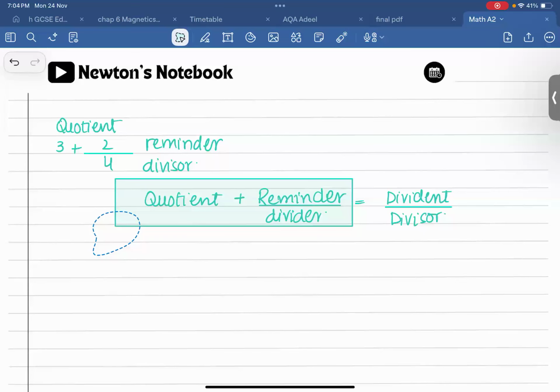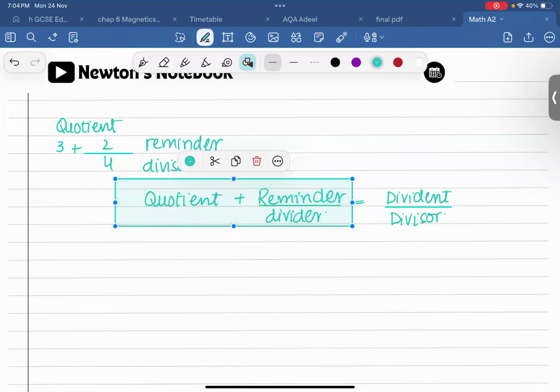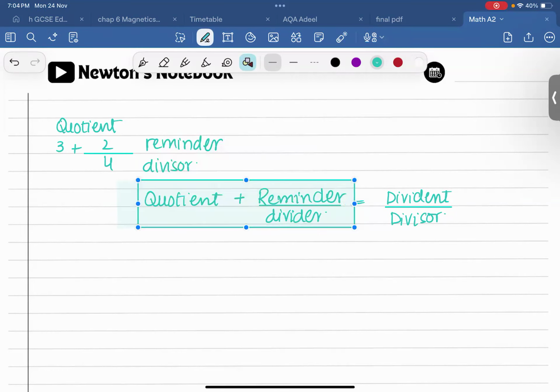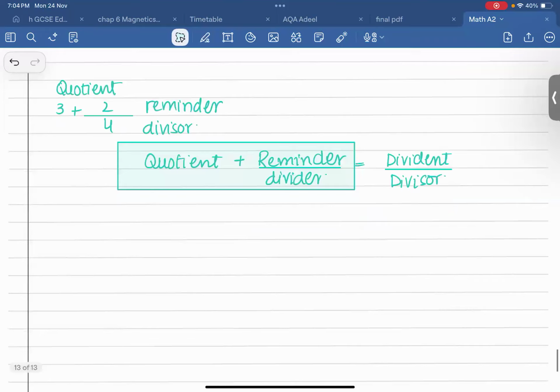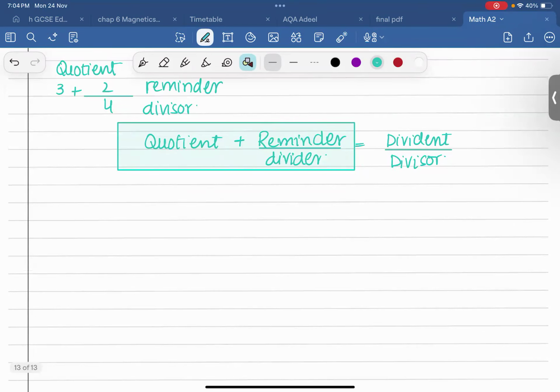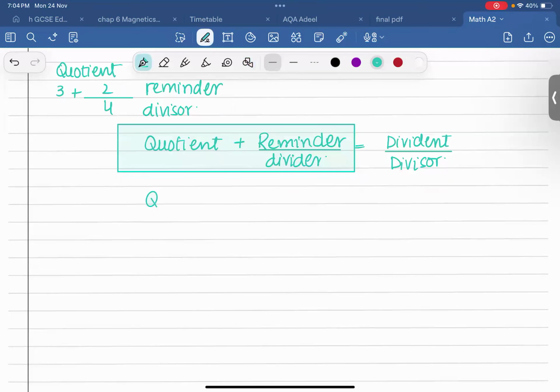By the way, this equation is quite important because it is useful in a couple of scenarios, mainly in differentiation and integration, so please keep that in mind. You can also write this equation as quotient times divisor, plus remainder, is equal to dividend. This will also be useful in this chapter.